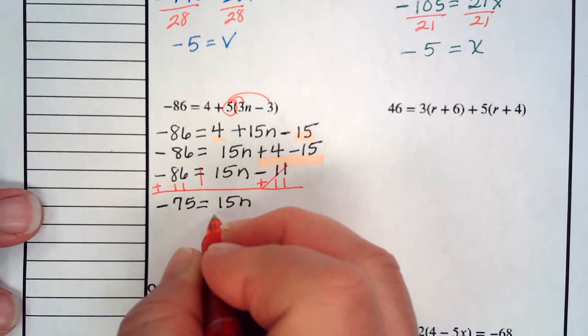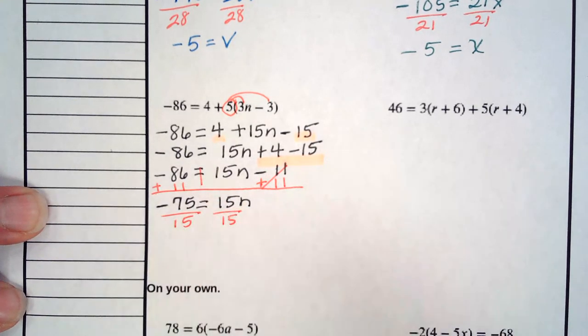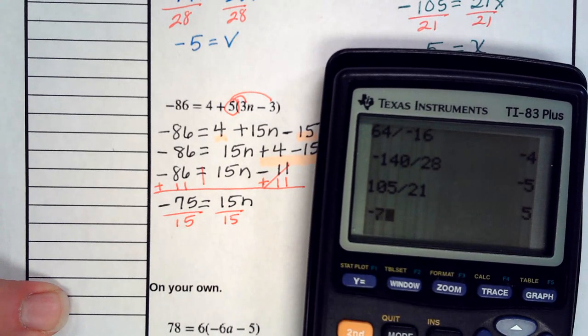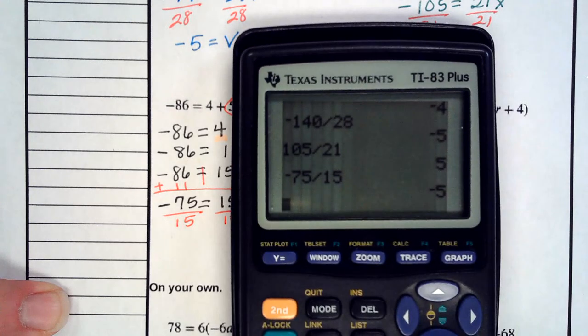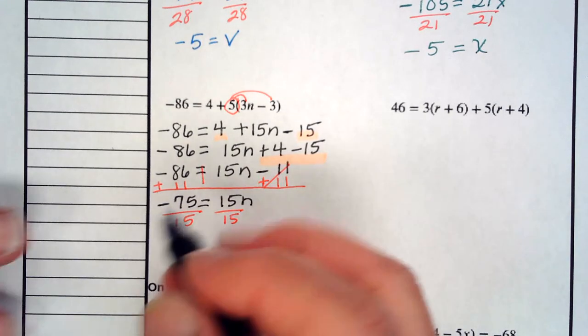Last step. Divide by 15. Negative 75 divided by 15 gives me negative 5. So negative 5 is equal to n.